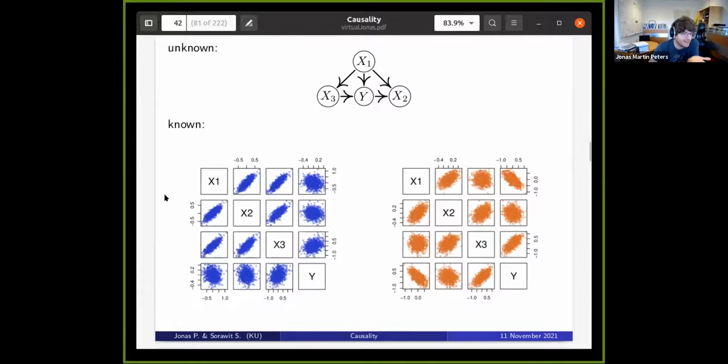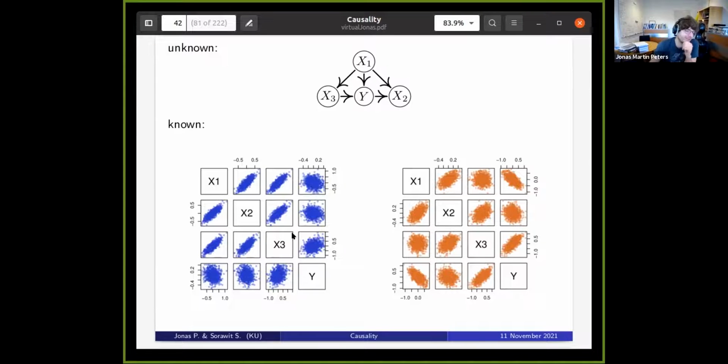What we do have access to is data from two different experiments. So think about a blue experiment and an orange experiment. Here you can see that a lot of things are different in the two data sets, right? The marginal distributions are different, a lot of covariances are different, and a lot of conditionals are invariant. So there's a lot of difference in these two experiments.